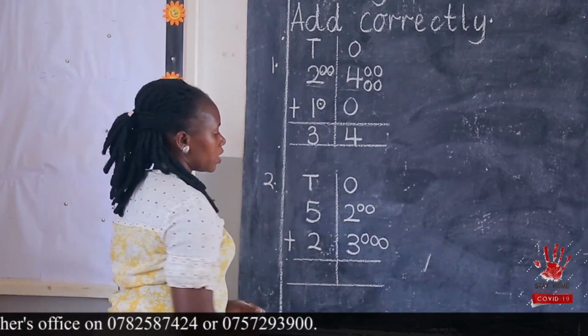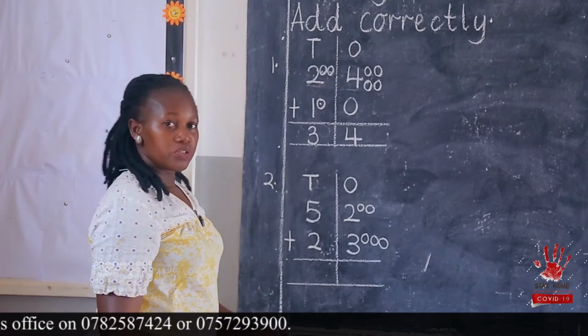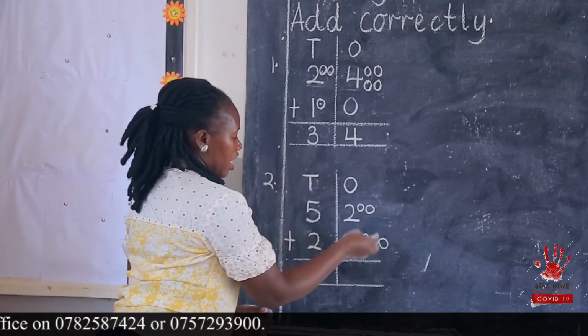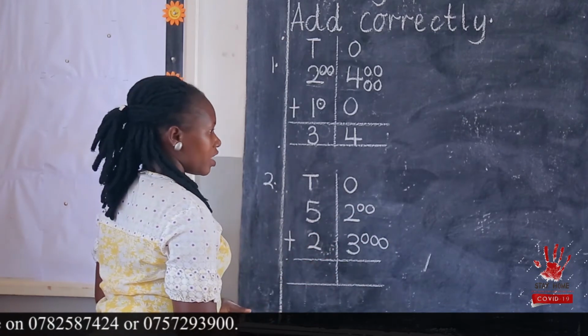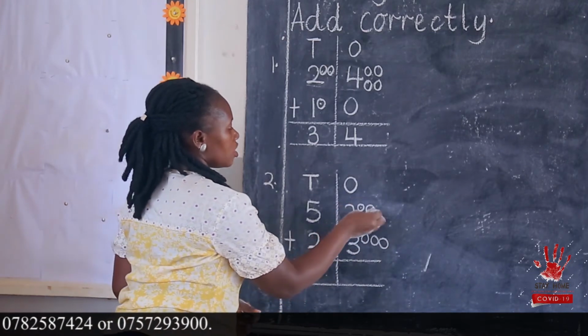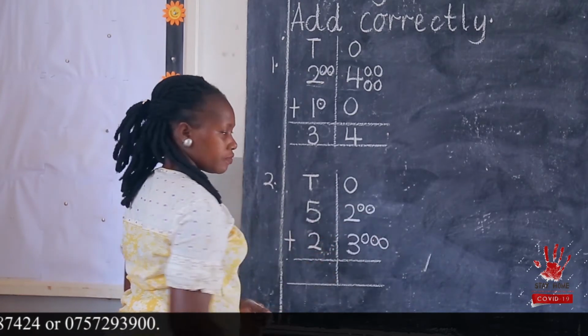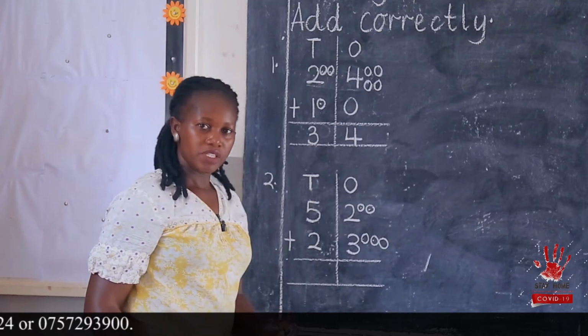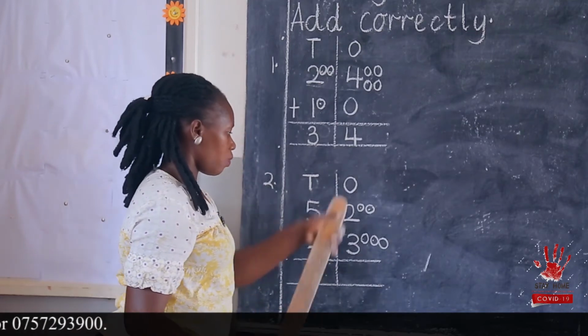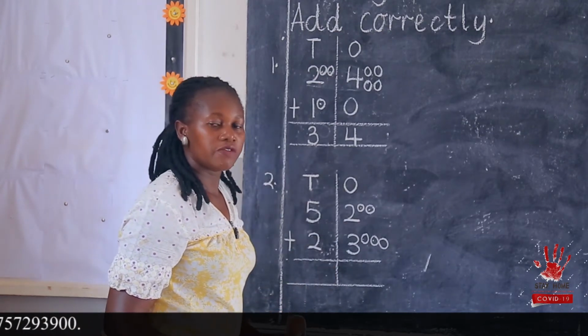Now we are going to count our balls. The balls we've drawn. We've drawn here 2 and here 3. Let's count and see how many they are. 1, 2, 3, 4, 5. Who can now tell me the answer? When we add the ones, we have gotten 5.